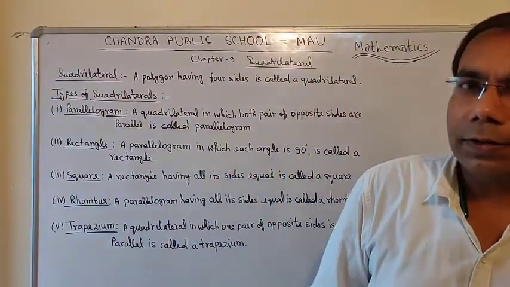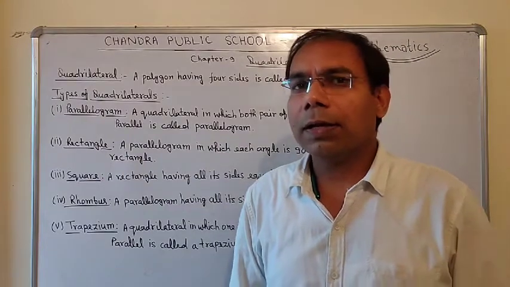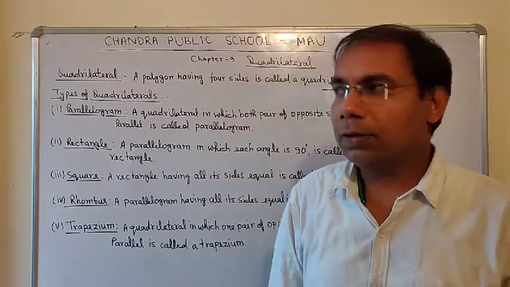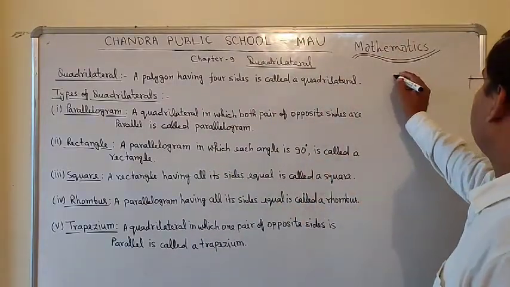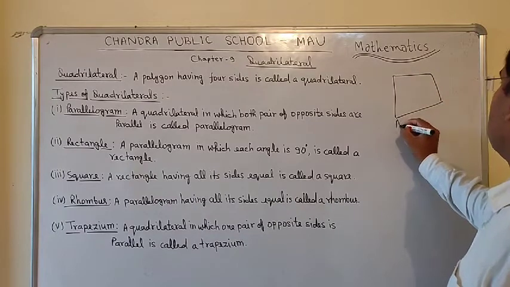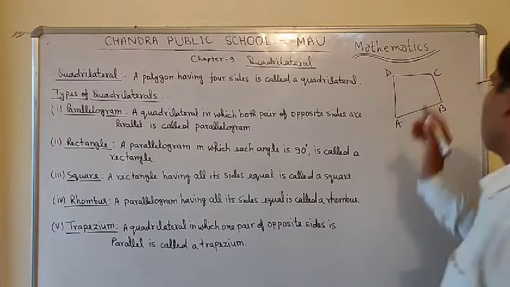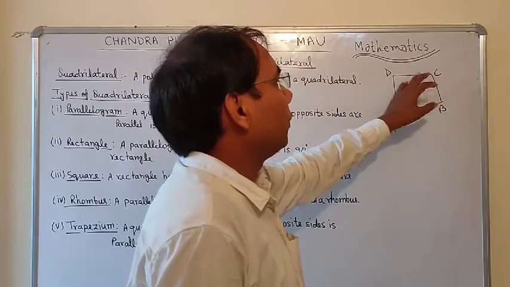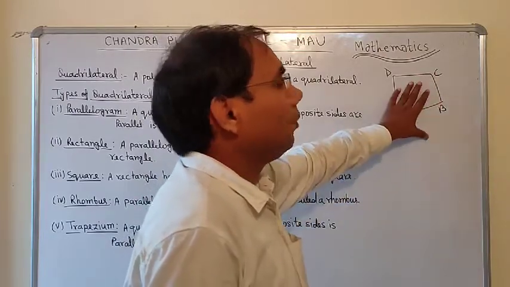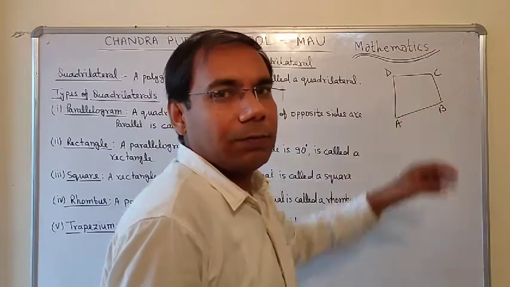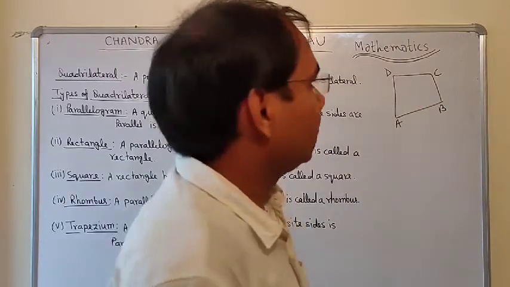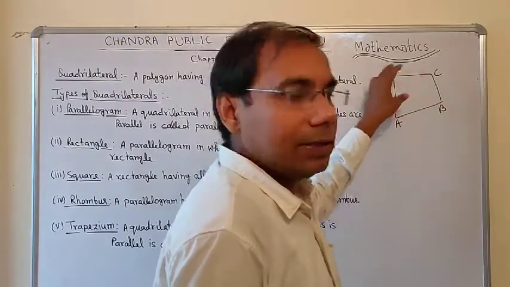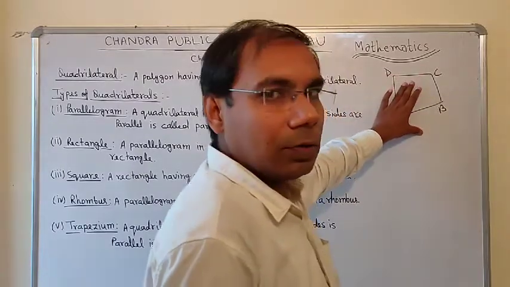So what is the quadrilateral? A quadrilateral is a polygon having 4 sides. For example, if I draw a polygon like this, suppose here it is A, B, C, D. How many sides is it having? It has 4 sides. So it is a polygon. What is a polygon? A polygon is a closed figure made up of line segments. So here ABCD is a polygon in which 4 sides are there, AB, BC, CD and DA. So it is called a quadrilateral.